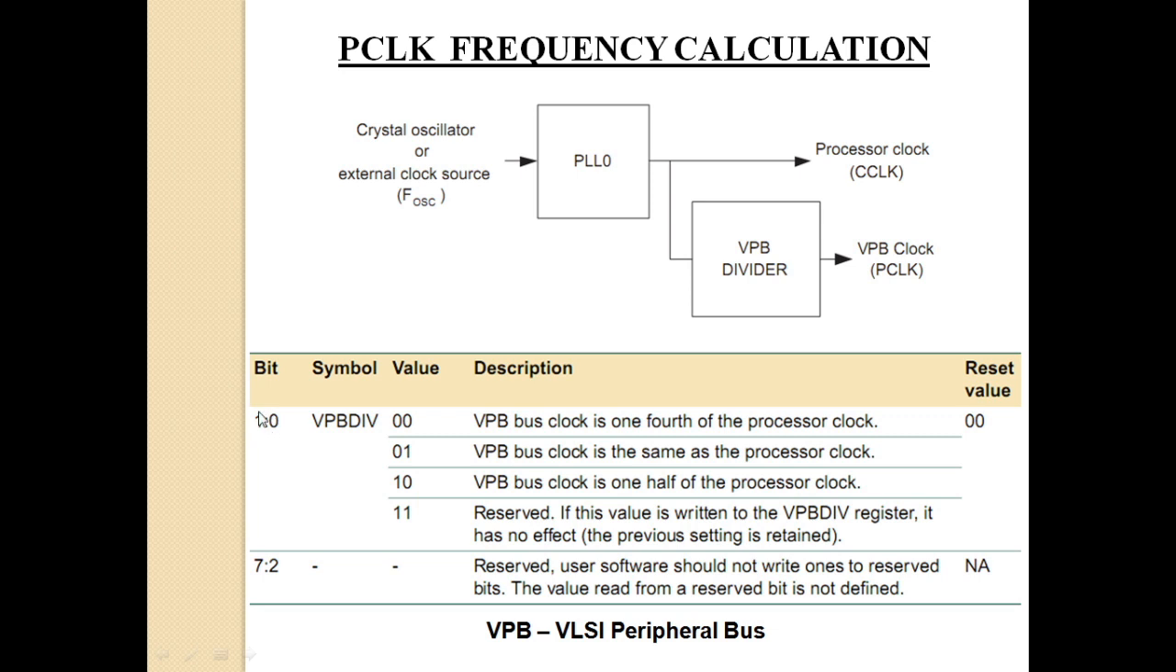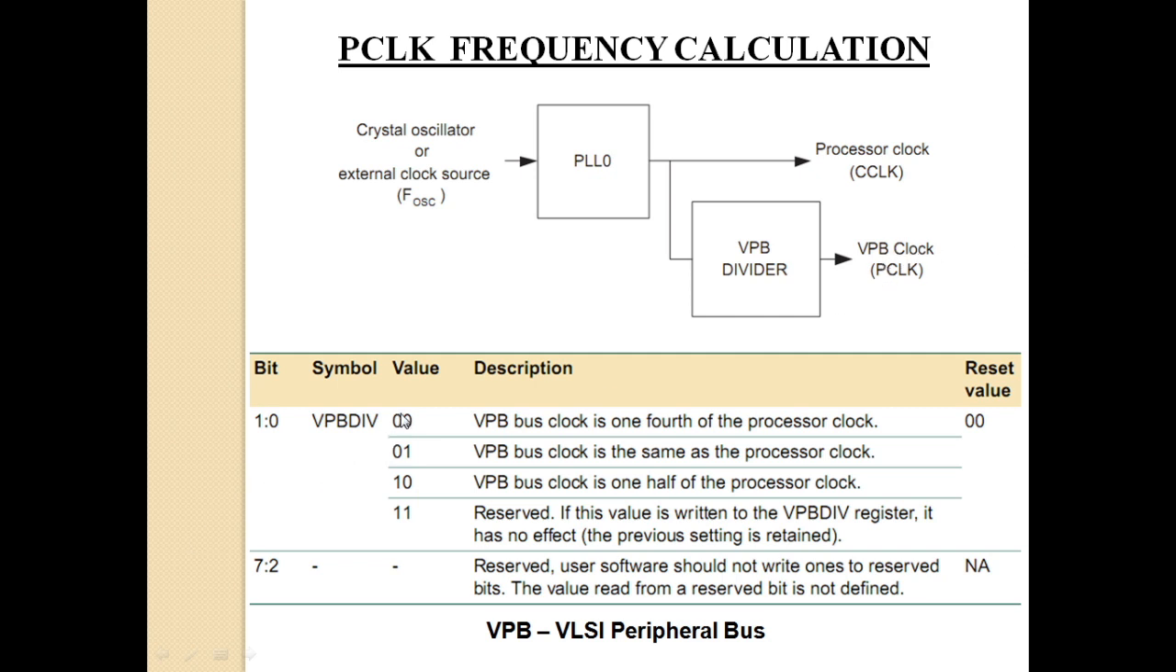Similarly, if you are writing bit number 1 as 1, bit number 0 as 0, what you are doing? You are configuring the VPB bus clock as 1/2. That means if you write 1 0 in this register, your peripheral clock will be half of CCLK. So CCLK is 60 megahertz, P clock will be 30 megahertz. So by default, CCLK will be 60 megahertz, PCLK will be 1/4, 15 megahertz.